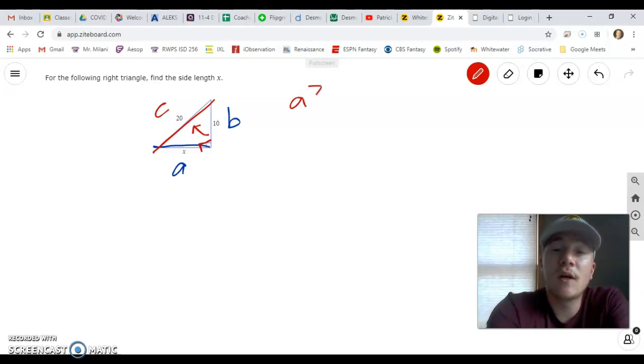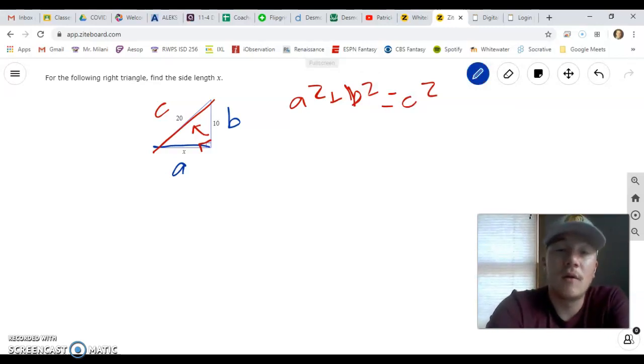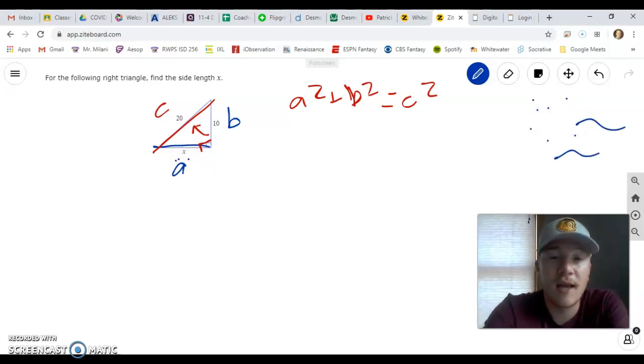So then my A squared plus B squared equals C squared, in this case, would have A as my missing variable. You can put X if you want. You can put A. It doesn't matter if you use the variable that they give you or if you call it A or B. I like to do A or B or C just to keep it straight.